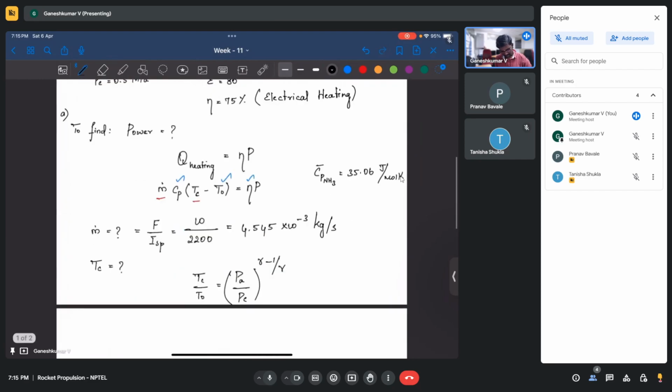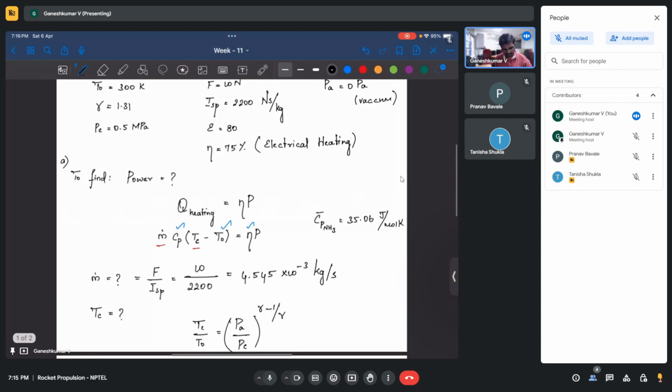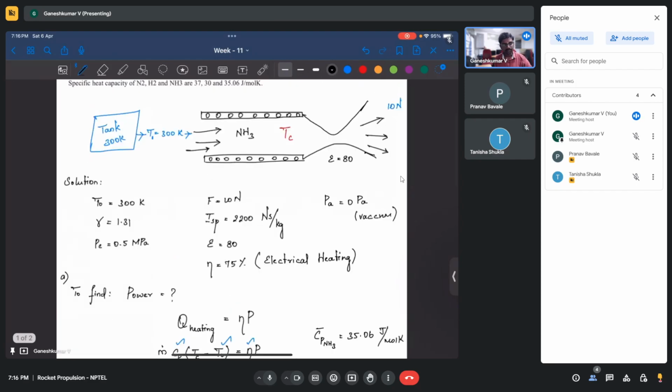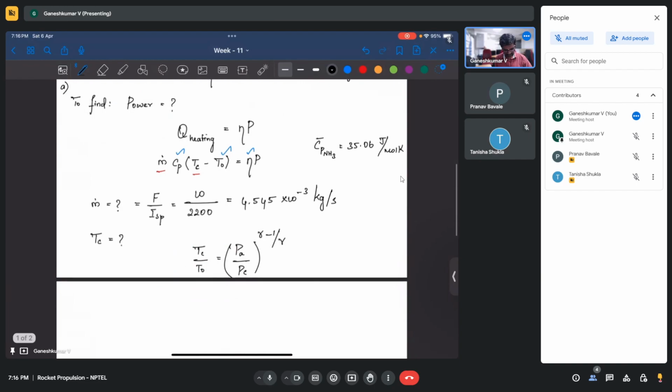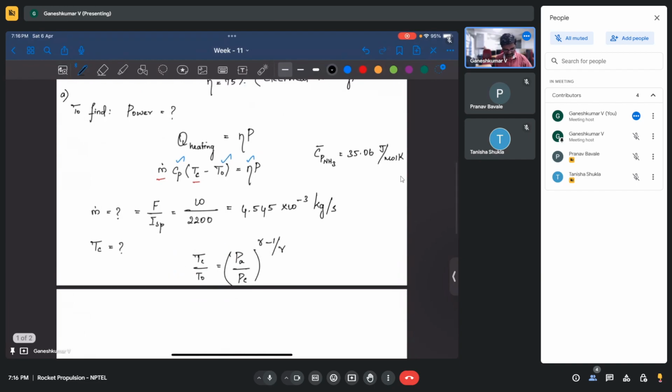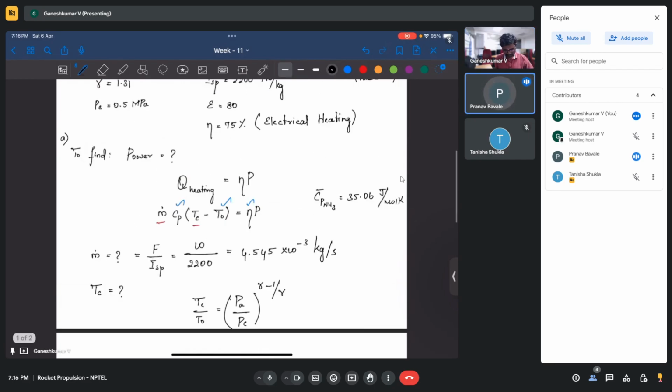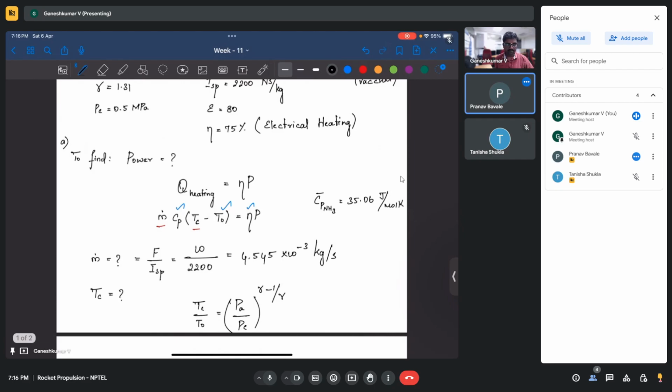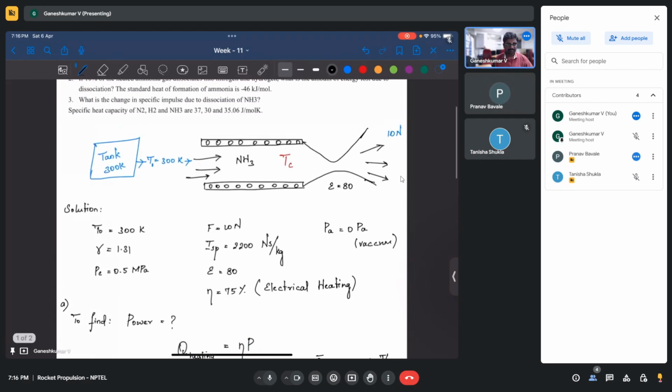So you are actually doing an isentropic relation from Tc to T naught, like Tc to T ambient, right? So that is how you are getting there, but we don't know the T ambient, or we don't know the T exit. But by this formula, I think P ambient is 0, right? So P ambient won't be applicable again. Yeah, P ambient is also 0.